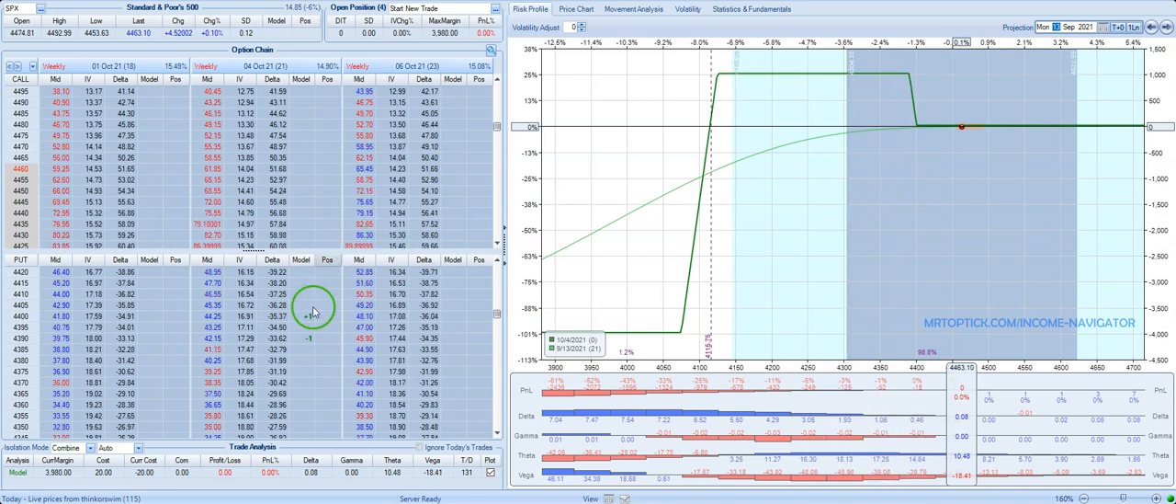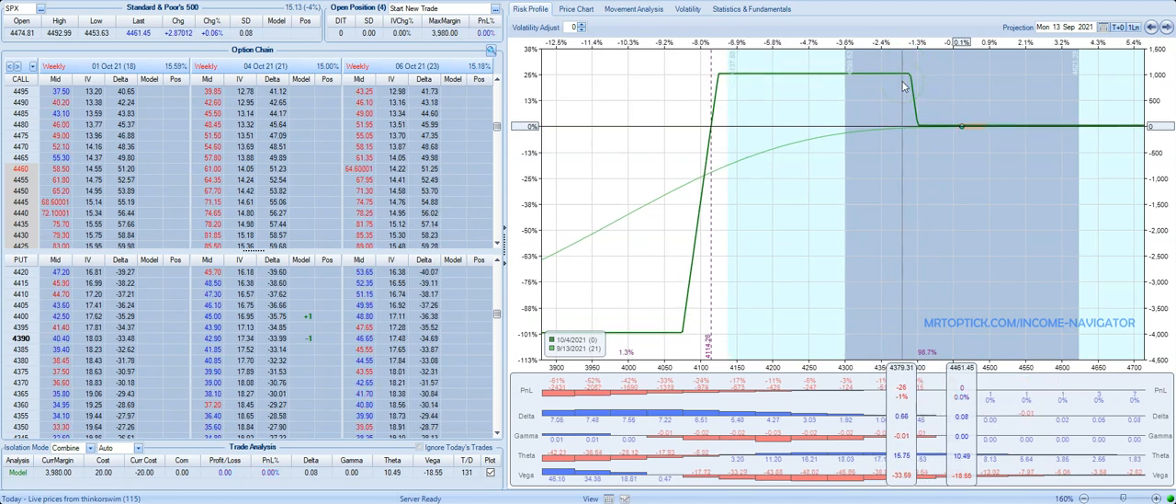So I'm placing a 10-point wide put debit spread. I'm buying a 4400 put. I'm selling a 4390. So this is a 10-point wide put debit spread. This spread is currently going for about 210 debit, which means I'm paying $2.10 or $210 for the 10-point wide put debit spread. My maximum risk is the debit paid, which is $210.